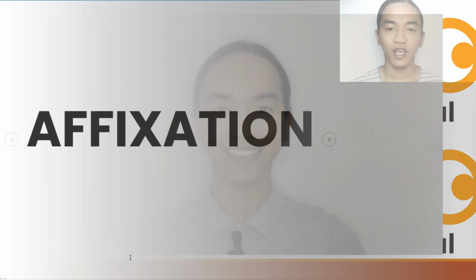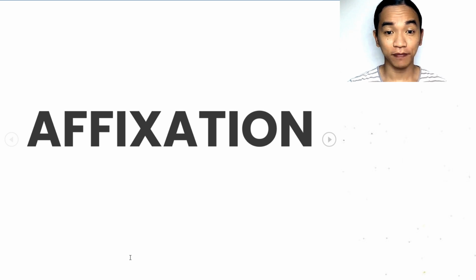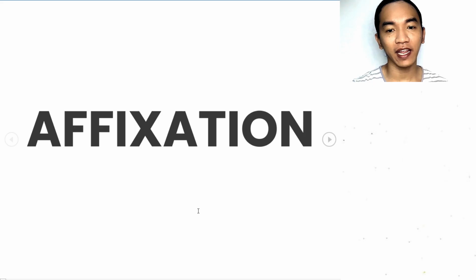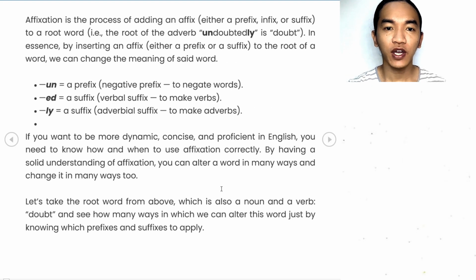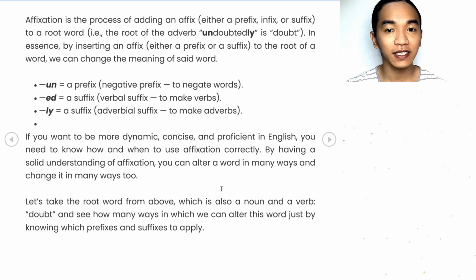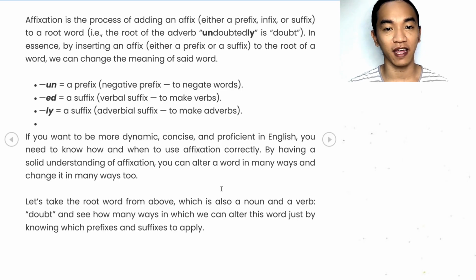Let's go. So, for today's discussion, we will be talking about affixation. For us to better understand what affixation is, let's go ahead and know its definition. Affixation is the process of adding an affix, either a prefix, infix, or a suffix, to a root word, okay? So, in essence, by inserting an affix to the root of a word, we can change the meaning or the form of the said words.